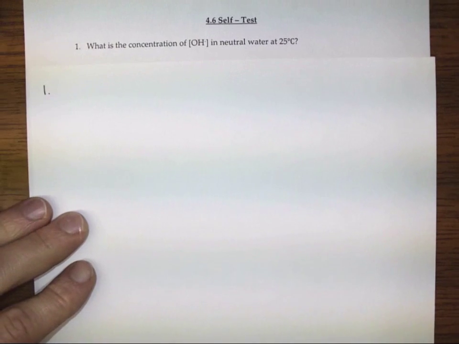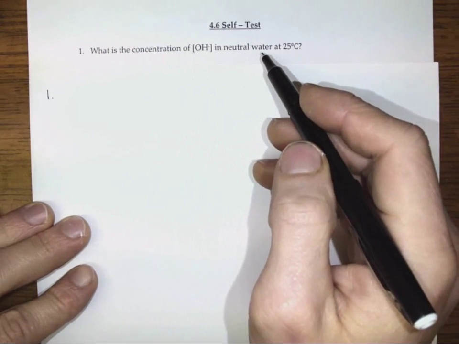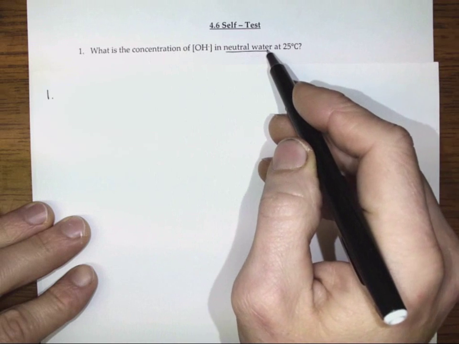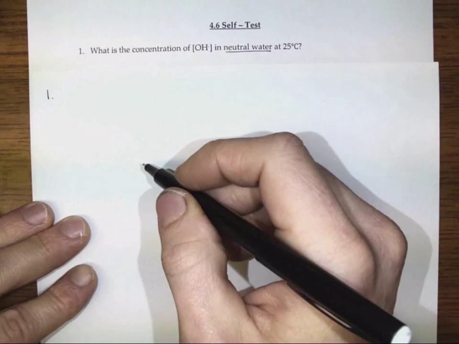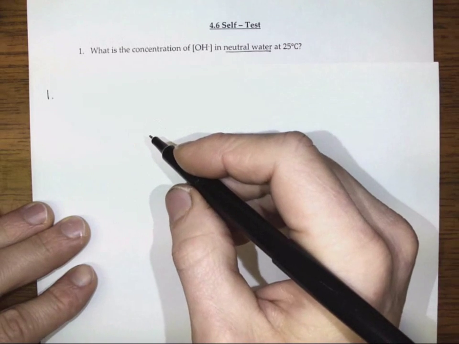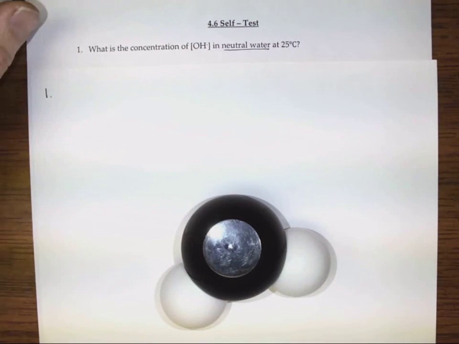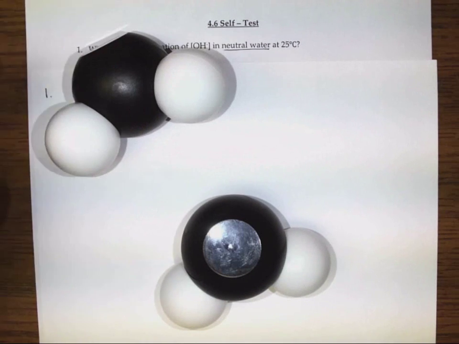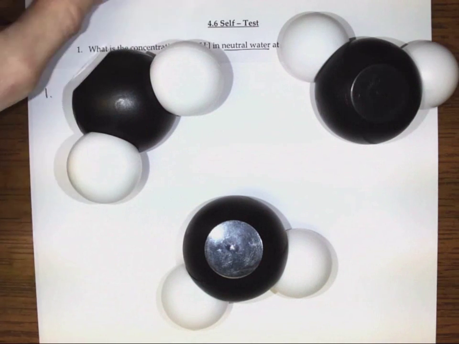All right, so first we want to know what's the concentration of hydroxide in neutral water at 25 degrees Celsius. Okay, so the first big idea is that if you have neutral water, and I actually have these models of water molecules, and we have a bunch of them in, say, a vessel.